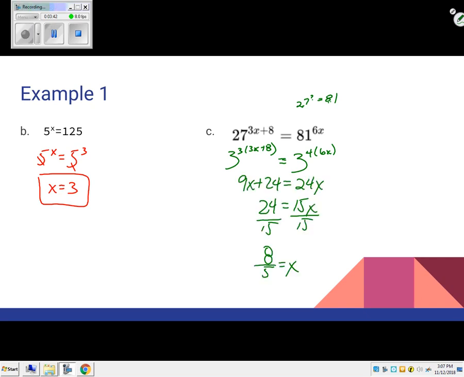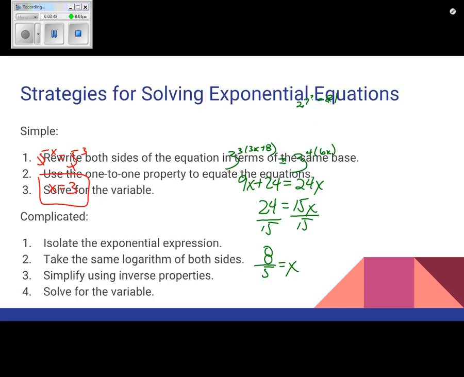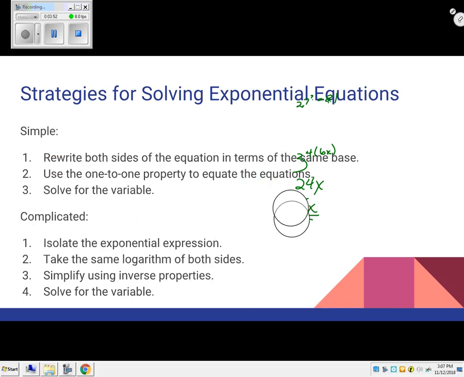I got 8/5 for my answer on that. Okay. Now, we're not always going to be able to manipulate around the bases. I call those simple problems. I want to put one of those in your quiz, help you out. Make sure you can manipulate that base to get it to work. But the bases won't always match.